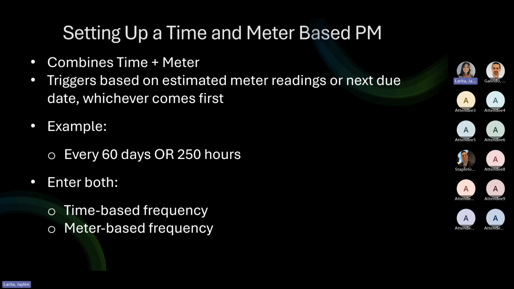Now, setting up a time and meter-based PM. These PMs combine both time and meter logic. Maximo will trigger the work order based on whichever condition is met first. And this becomes really useful for assets where usage isn't always predictable.